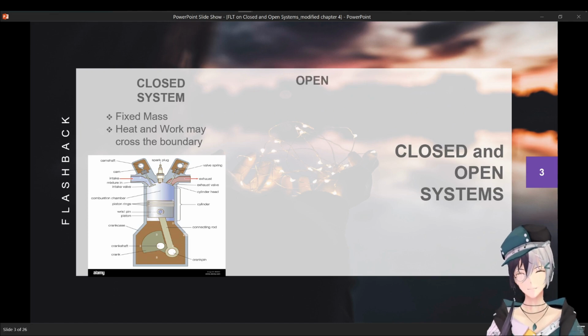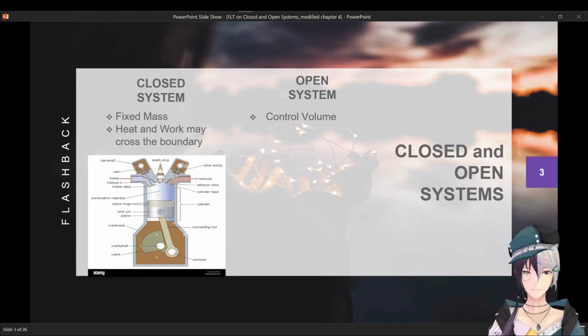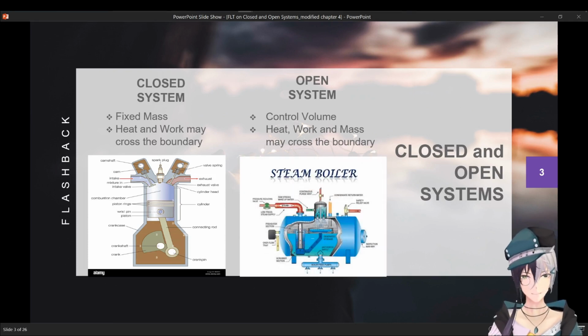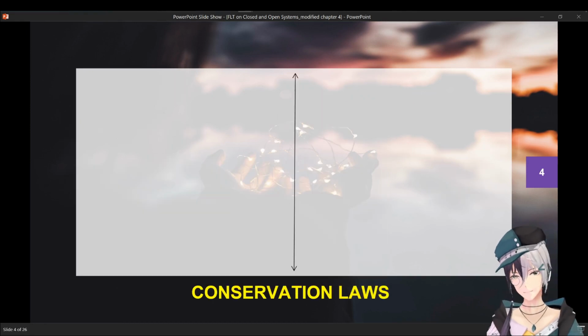And next is the open system. For the open system, mass is not fixed, but rather we control the volume. Heat and work may cross the boundary together with mass. So mass can also cross the boundary. One example is a steam boiler, wherein water goes in and out in liquid and vapor form.